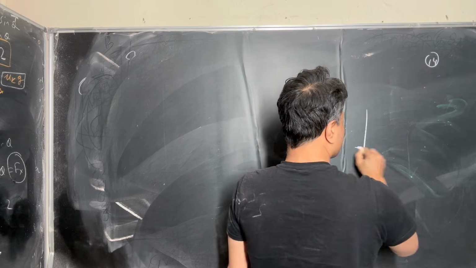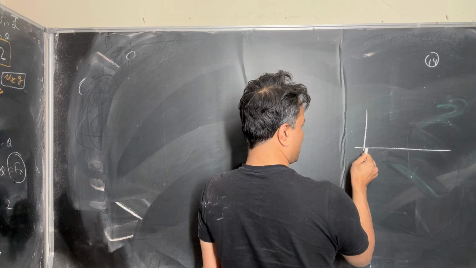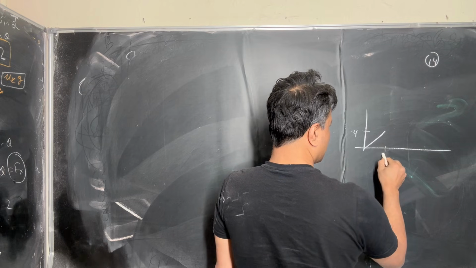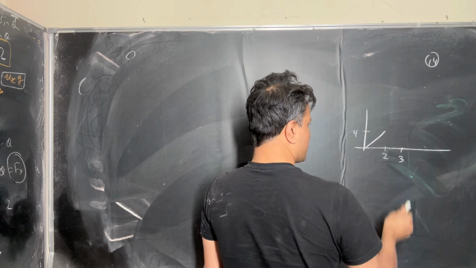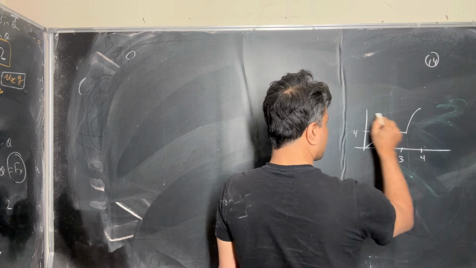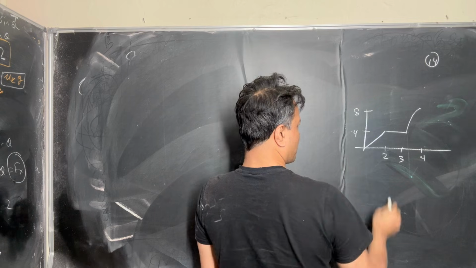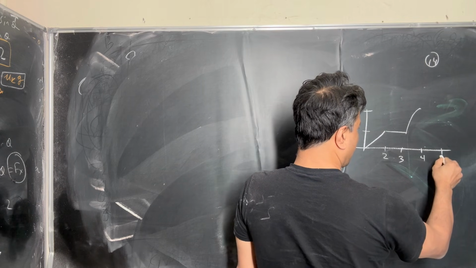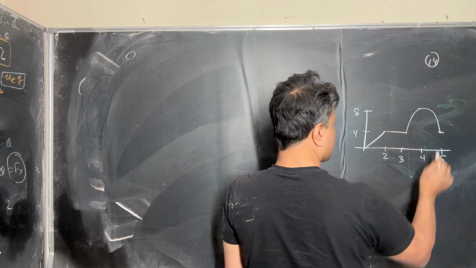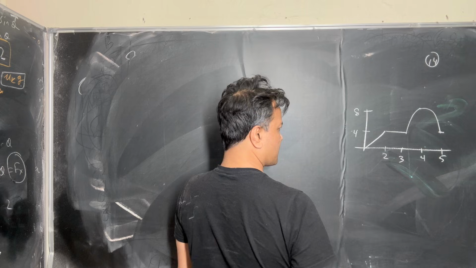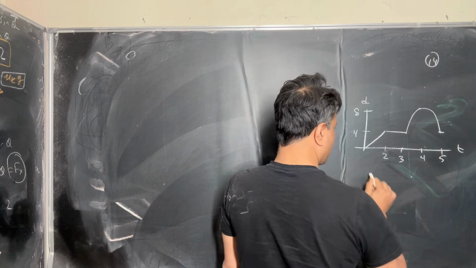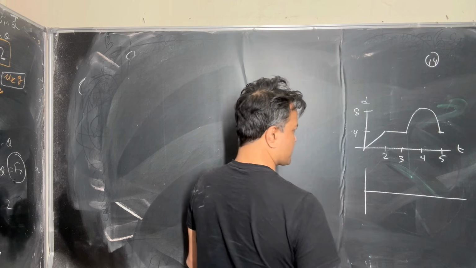So for problem 14, this is the graph. For the first 2 seconds, I cover 4 meters. Then for the next 1 second, I'm at rest. For the next 1 second, I'm speeding up, covering 4 meters. And for the next 1 second, I'm back right here at 4 meters, covering an additional 4 meters. So that's our distance-time graph, and now our velocity-time graph is going to be very easy.